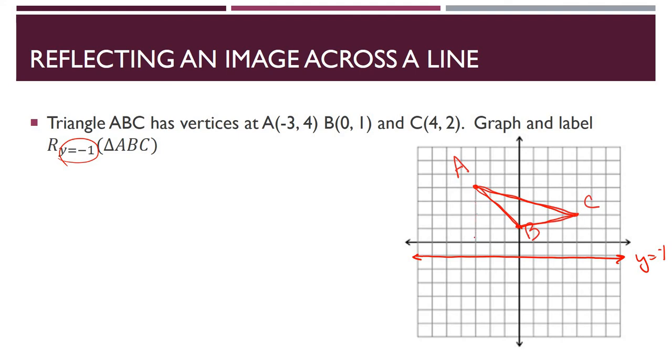And I'm simply going to count my distances. A is 1, 2, 3, 4, 5 units. So 1, 2, 3, 4, 5 units puts me at A prime. B is 2 units, so B prime is 2 units. C is 3, so C prime is also 3. So there is my graph of the reflection, giving me triangle A prime, B prime, C prime.